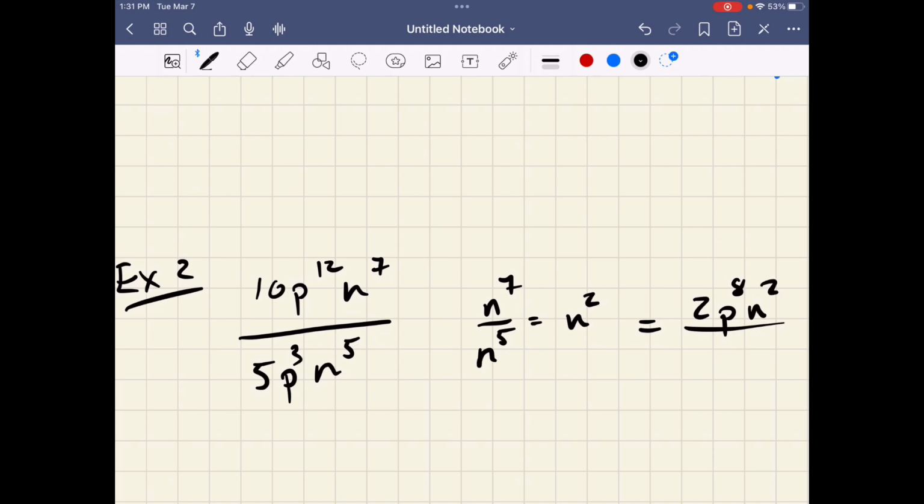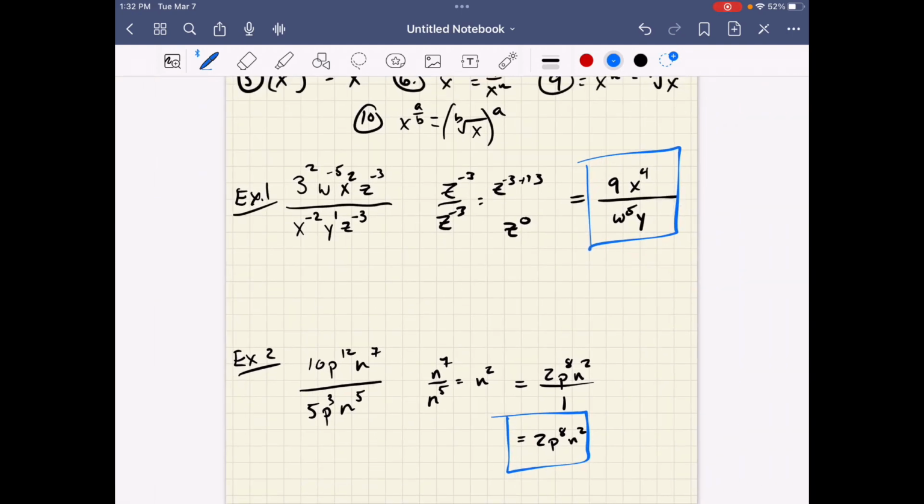Now, if you notice, I don't have anything left in my denominator. That doesn't mean it's a 0 down there. It just means everything has turned into a 1. I can rewrite that as 2 times p to the 8th times n squared, and that is my simplified solution.